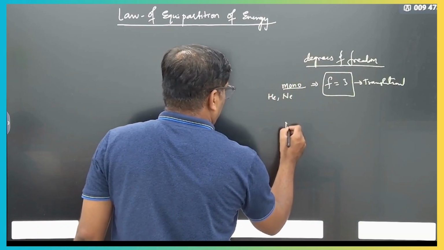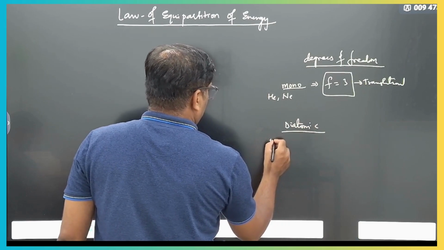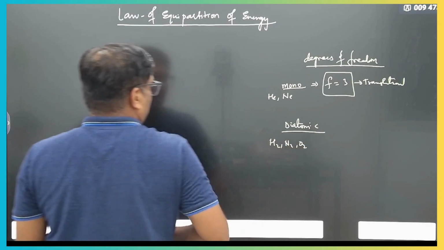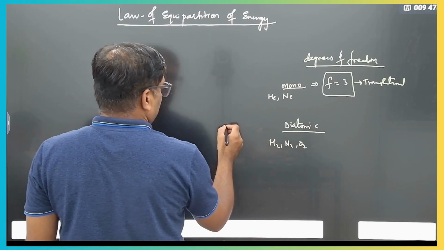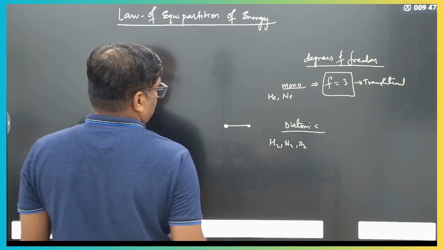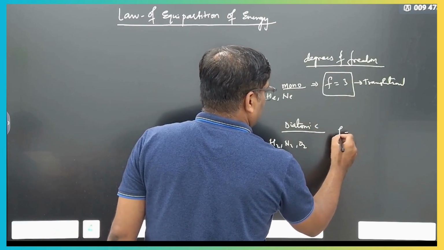Next one, diatomic. What is diatomic? You might have seen H2, N2, O2 like that. These are all diatomic molecules. How will that structure be? It will be in the form of a linear structure, like this. So this molecule can go along all 3 translational directions.